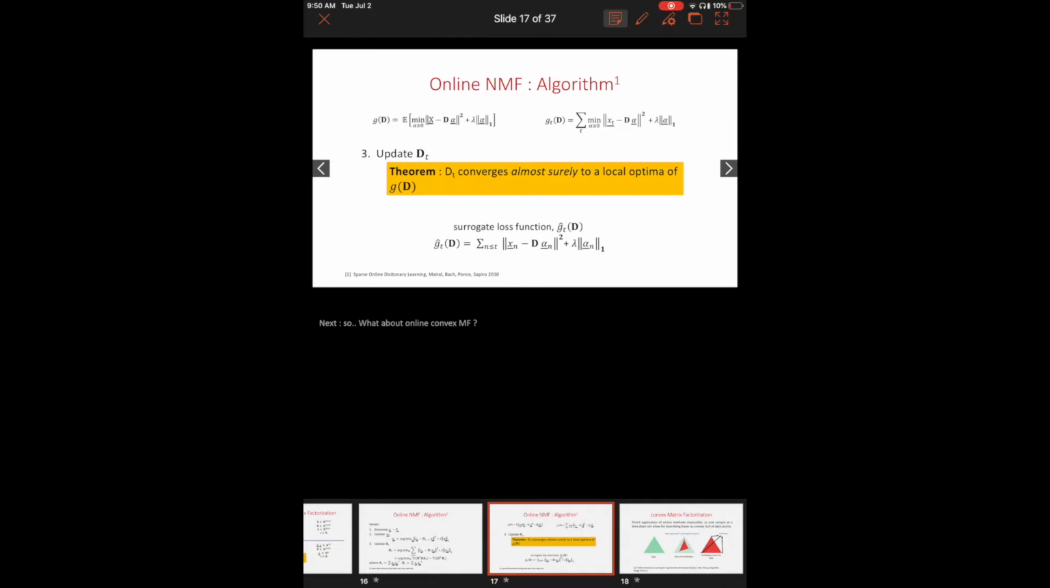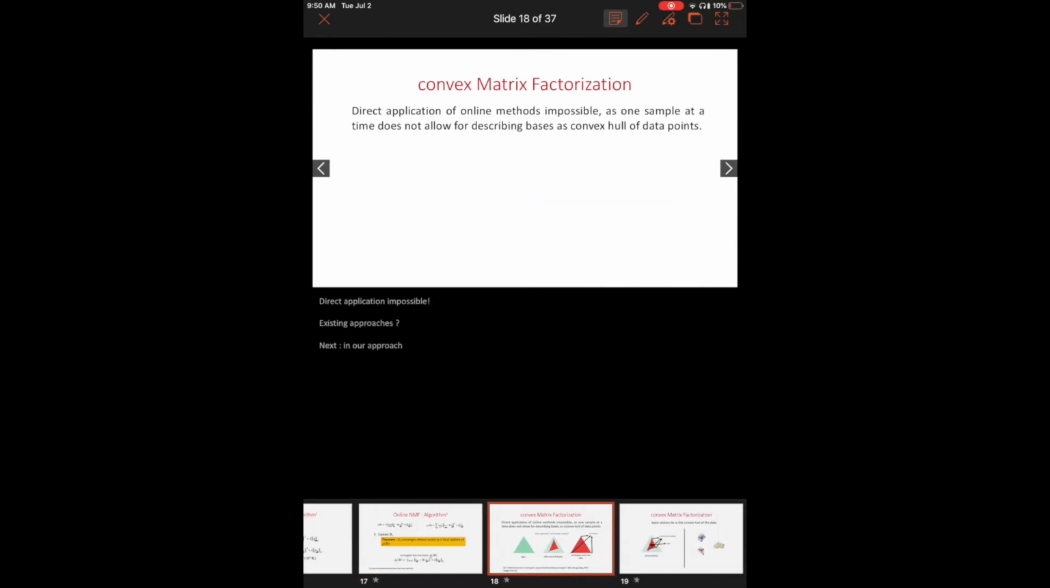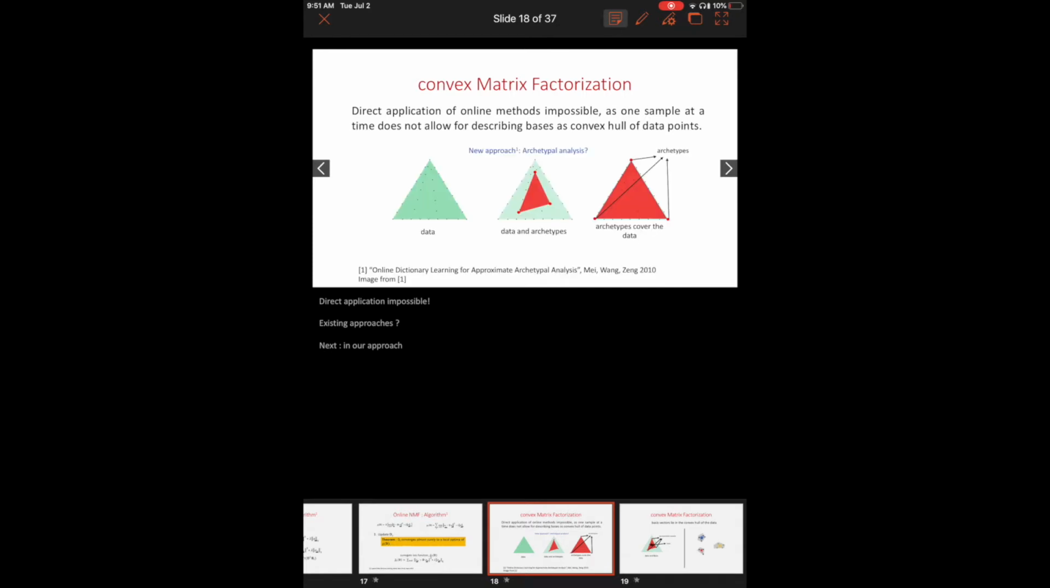So can we apply this approach to the convex matrix factorization problem as well? Unfortunately, it is impossible to directly apply this online method as we do not know from the start the space that the data points belong to. So we have to estimate the space as we go along and try to constrain the basis in that space, which it's not clear how to do. There are a few existing approaches that try to solve this problem. Let me describe one of them.